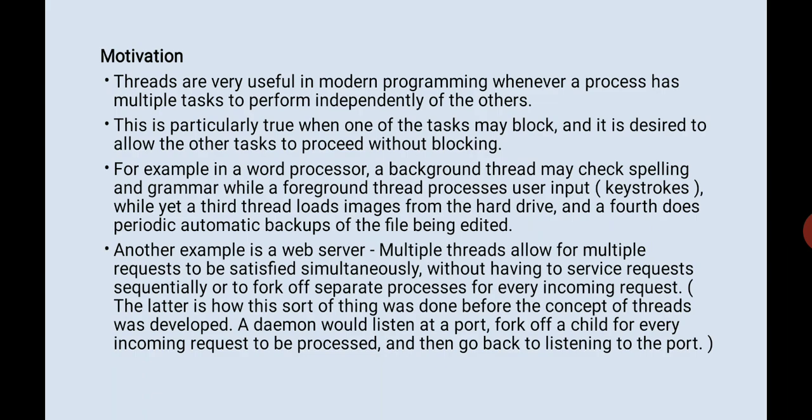See, in this example, for example, in a word processor, a background thread may check spelling and grammar, while a foreground thread processes user input, that is keystrokes. Right? So one, the background thread, is doing spell check and grammar, while the foreground is taking the inputs. So there are two threads, and yet there is a third thread, which is loading images from the hard drive. So there are three, and a fourth, which is doing periodic automatic backup of the file being edited. So this is very nice.